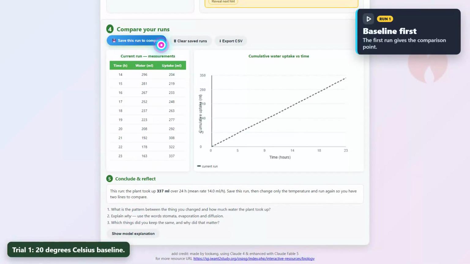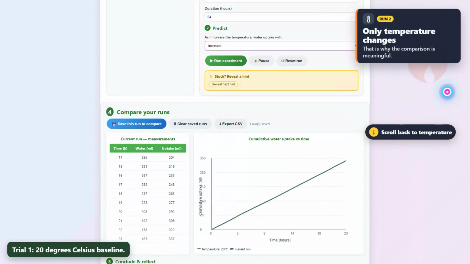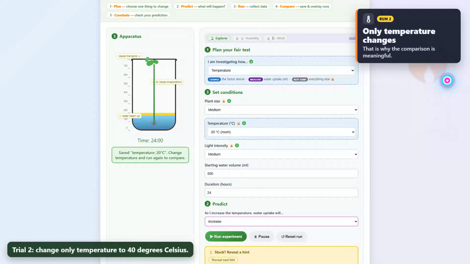For the second trial, change only the temperature to 40 degrees Celsius. Everything else stays the same. Run the experiment again. This time, look for a steeper line on the graph and a larger total uptake value. If the prediction was correct, the plant should take up more water at the higher temperature.